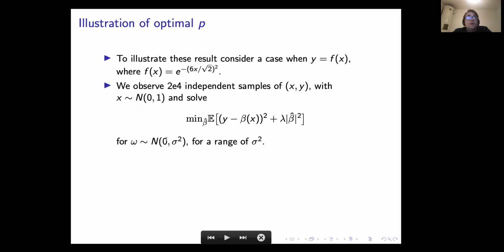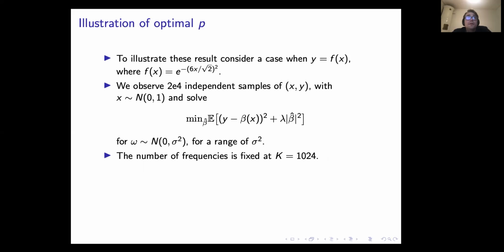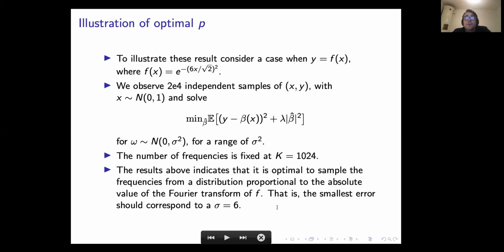So according to this, the optimal density for omega should be proportional to the absolute value of the Fourier transform of f. So that means a sigma of 6.